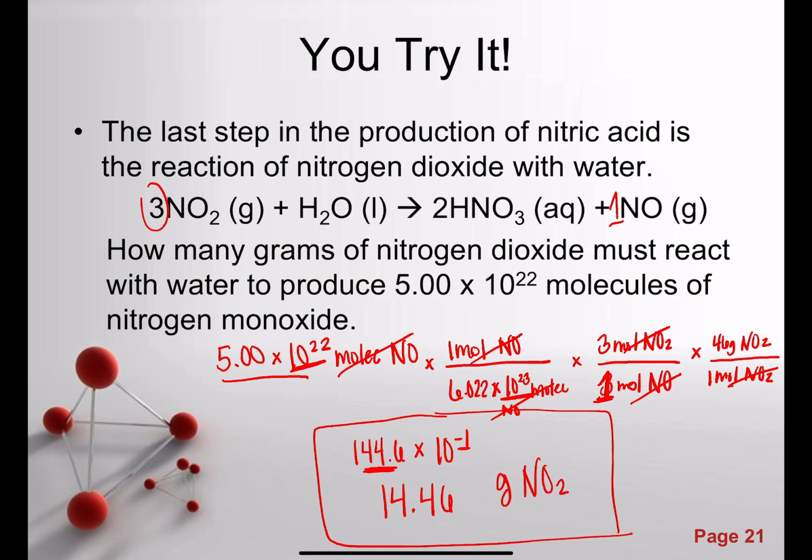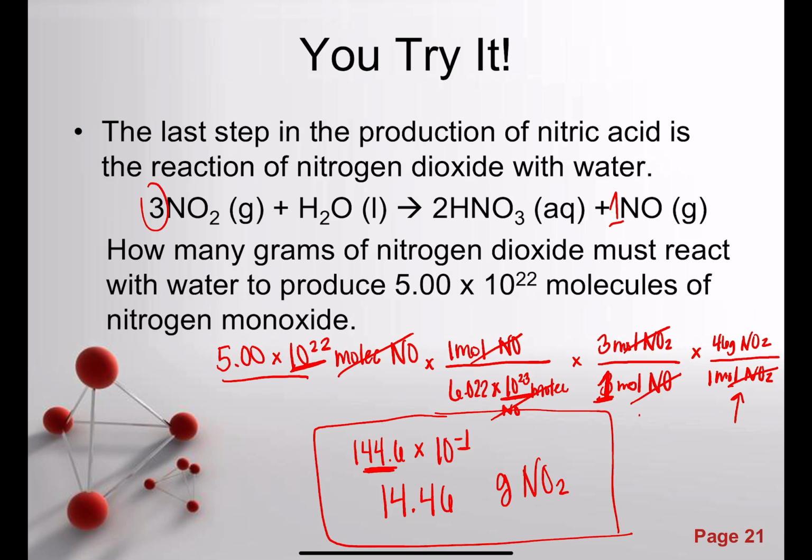This one again was very similar, except we were going from molecules to grams. So we started with what they gave us, 5 times 10 to the 22nd molecules. Then we said we knew that 6.022 times 10 to the 23rd molecules made up 1 mole. Then we set up our mole to mole ratio, 1 mole of nitrogen oxide per 3 moles of nitrogen dioxide, which is what we're trying to find. And then the last step, we did our molar mass.